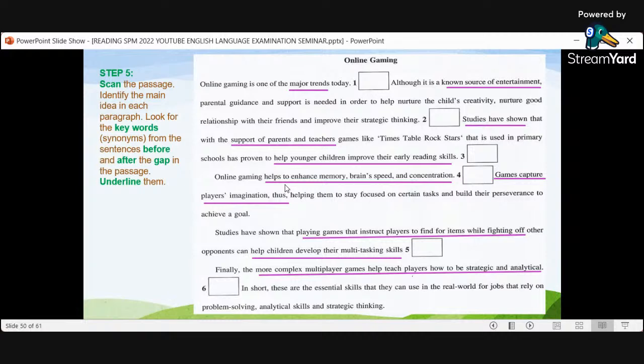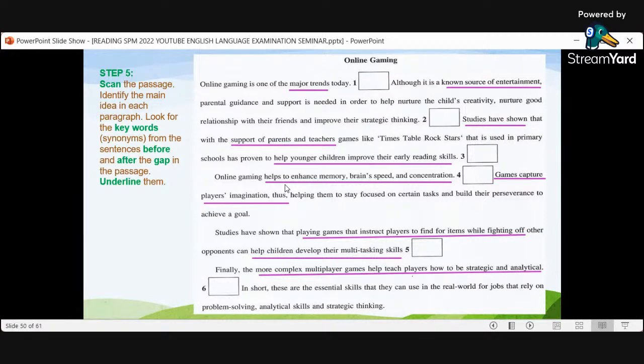Talking about trends, and that although it is a known source of entertainment, parental guidance and support is needed in order to help nurture the child's creativity, nurture good relationship with their friends and improve their strategic thinking. So now I'm scanning the passage and I'm underlining the keywords. Then there's a gap again, and studies have shown that with the support of parents and teachers, games like Times Table Rockstar that is used in primary school has proven to help younger children improve their early reading skills. Oh, okay. So what is the next sentence that would go after this? That's what I need to look for.